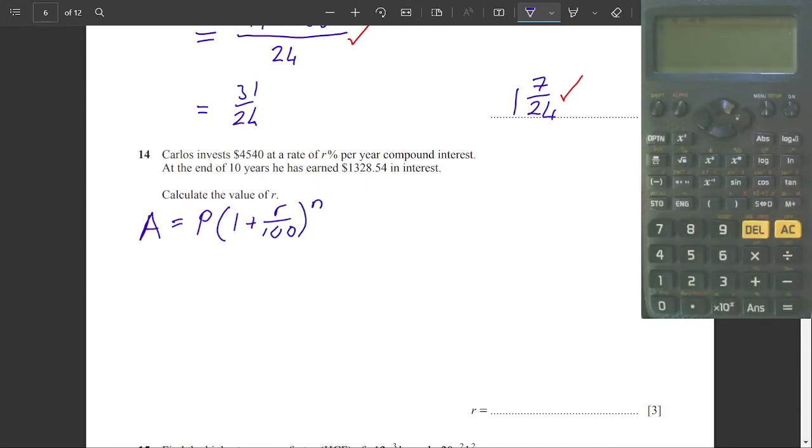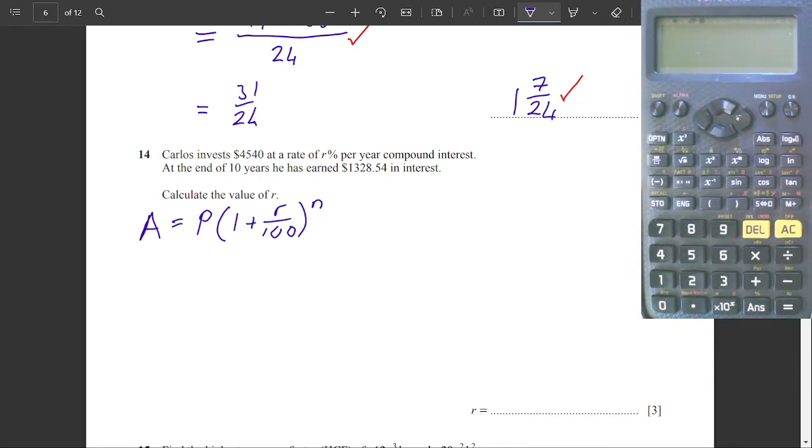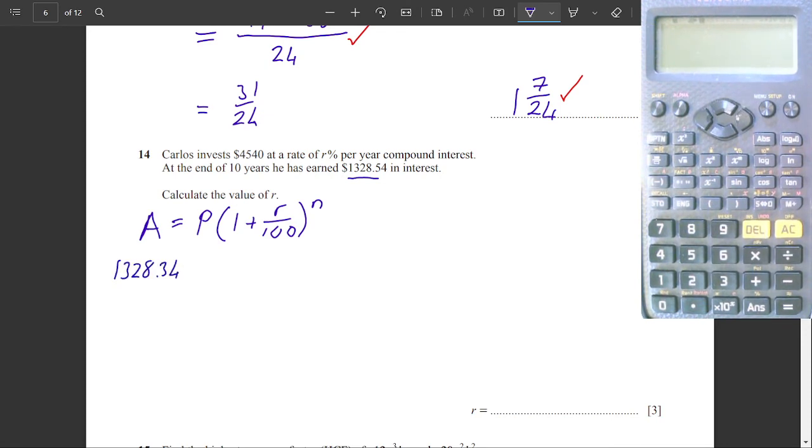Okay, now, what do we have here? At the end of 10 years, Carlos got $1,328.34. So that's the amount, the A. Okay. P, the principal, is what he started off with.